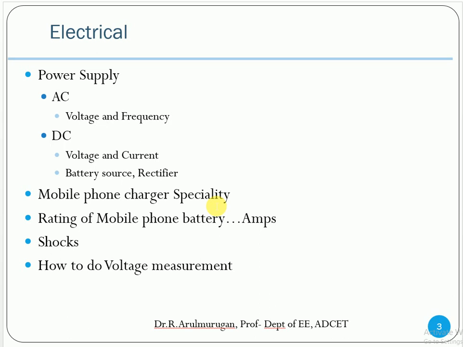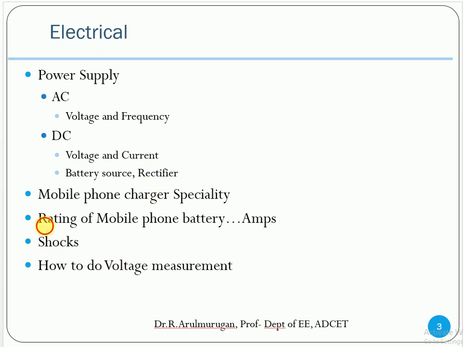Because the charger produces a constant voltage, like we discussed, and then the amps. Nowadays it's quickly charged. How is it quickly charged? The amps rating of the charger is in the highest range. That's why it is quick, it is going to complete the charge.